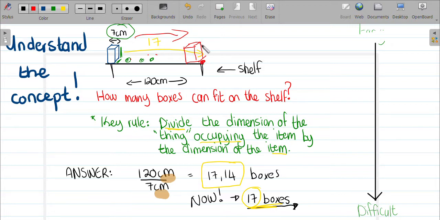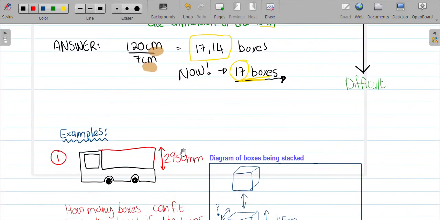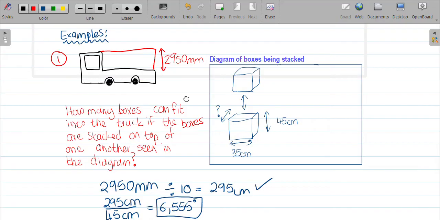And if we put another 18th box, it actually won't fit completely onto the shelf and it will probably end up falling off. So we will only say it won't fit properly. So we'll round down and we will say 17 boxes can fit on the shelf comfortably. All right, so let's have a look at one of the examples that I've done for us over here.